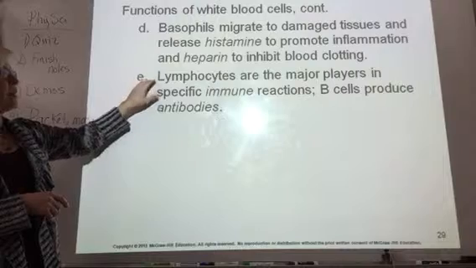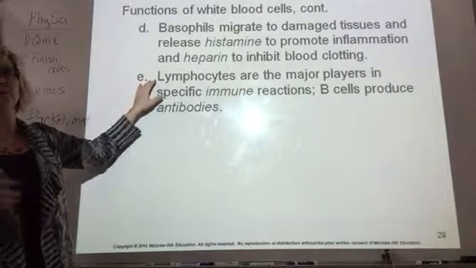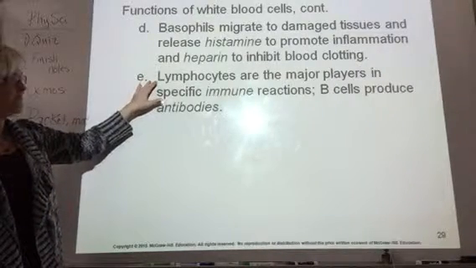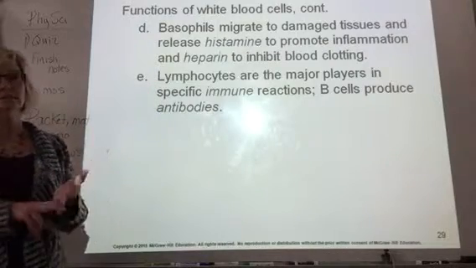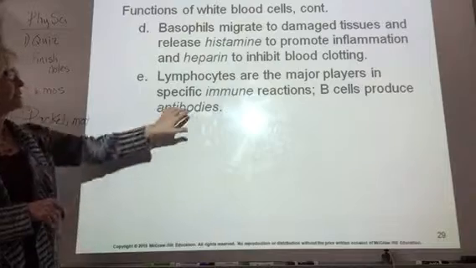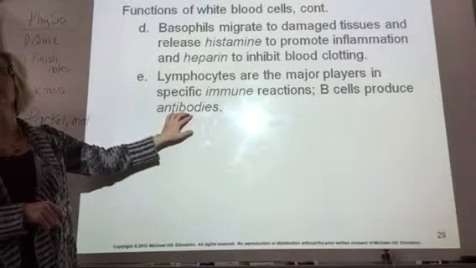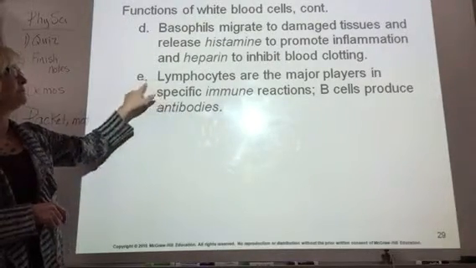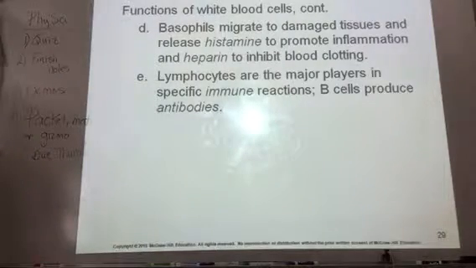Lymphocytes are most important for the immune system. That is their main job. There are T cells, T lymphocytes, and B cells, very important for producing antibodies. So lymphocytes' main job is immunity, fighting infections, and producing antibodies.